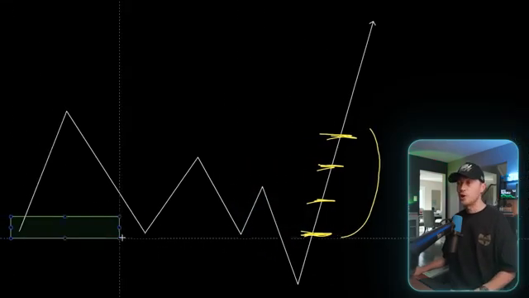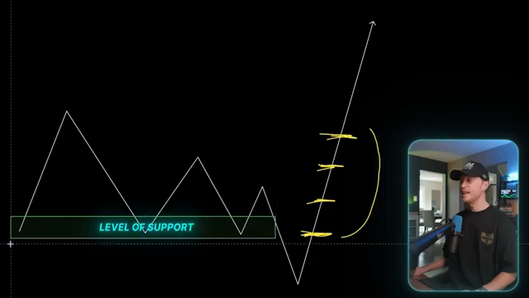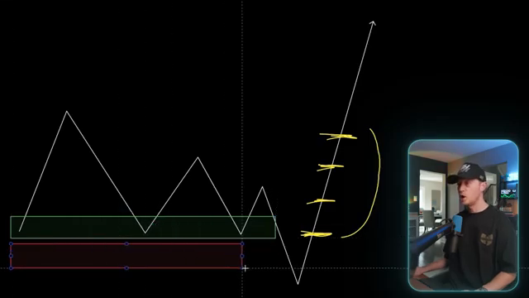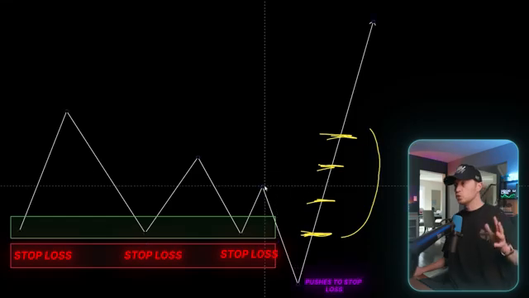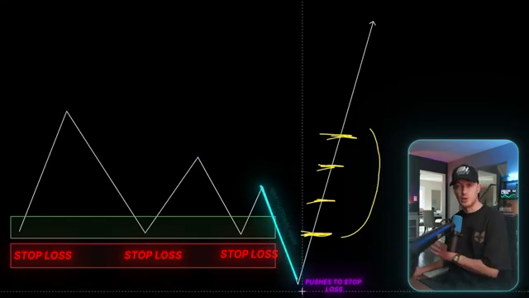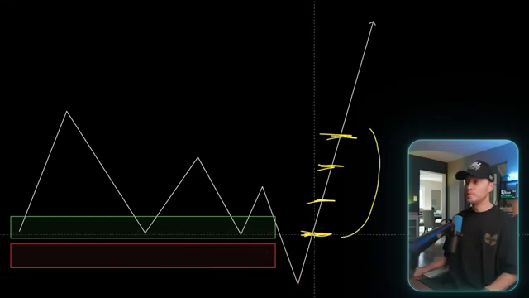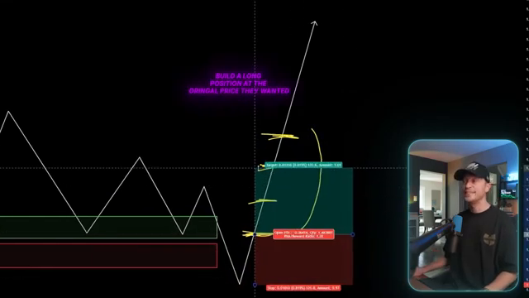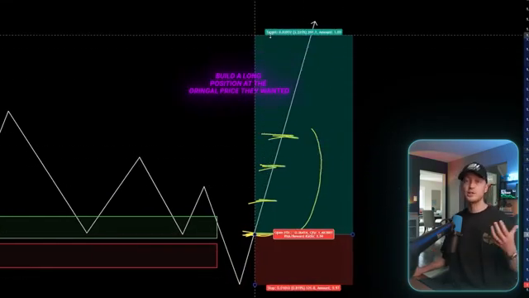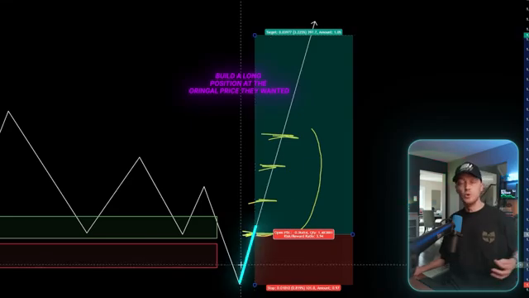So instead, we have our obvious level of support here, and then you have all of the retail stop losses down here, and the institutions will push the price into those stop losses, absorb all of these sell transactions, and then they can actually build a large position at the original price they wanted, and that's where the real move really begins. So that's how it works.